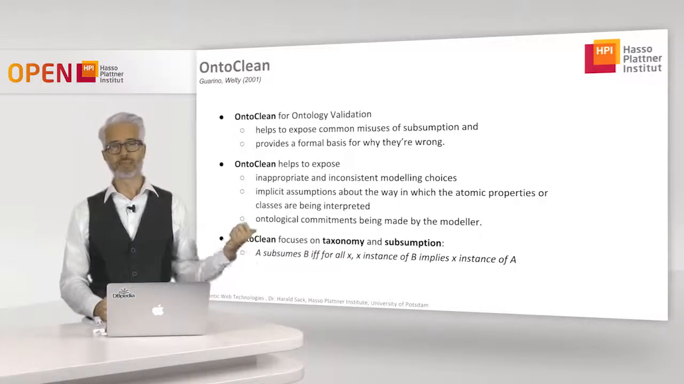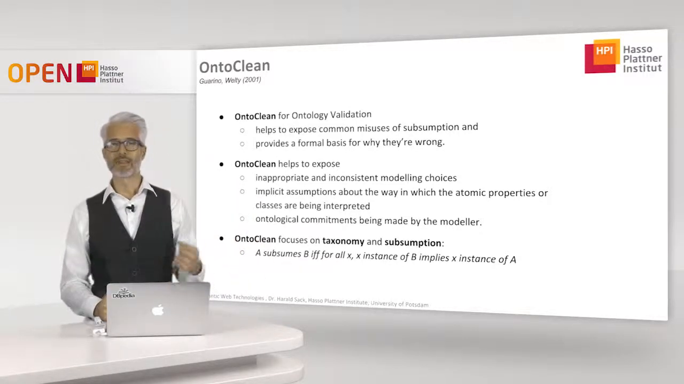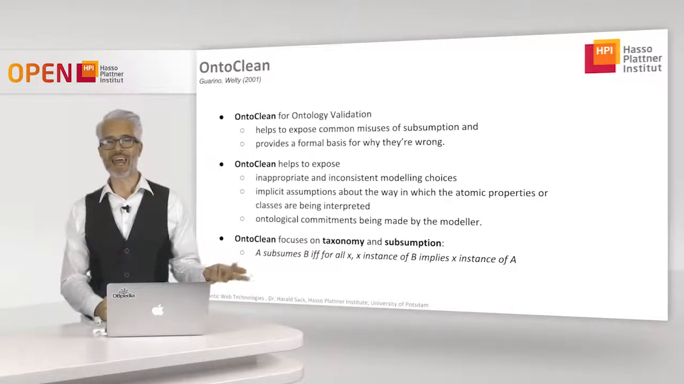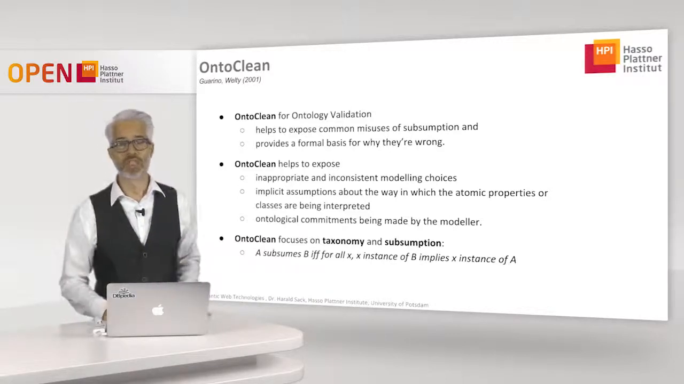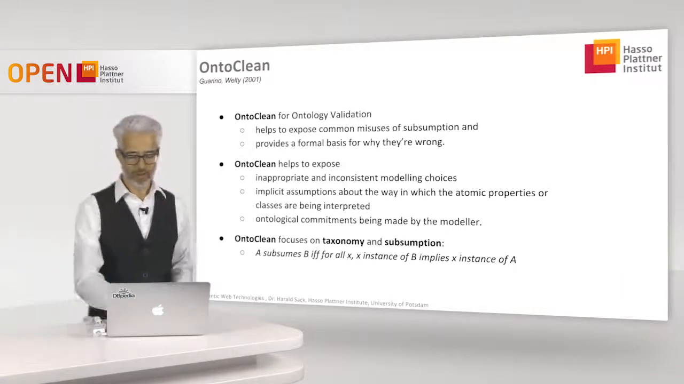So, A subsumes B if and only if for all x it holds that if x is an instance of B, this implies that x is also an instance of A. So the subsumption relation, like we have already introduced it, is the basic core of OntoClean.